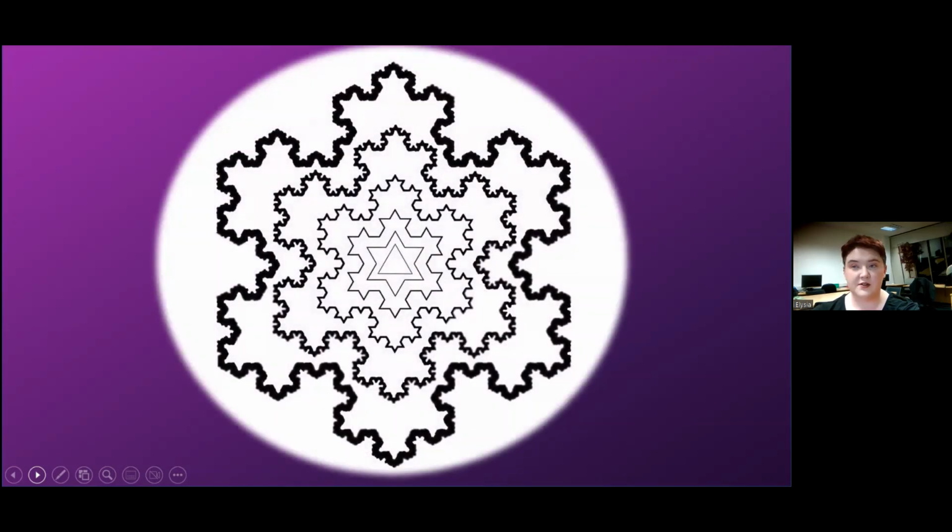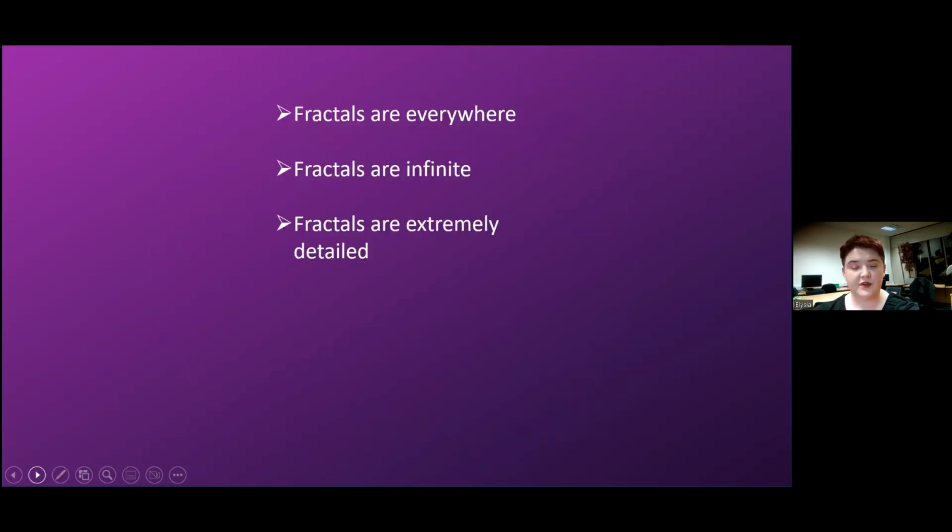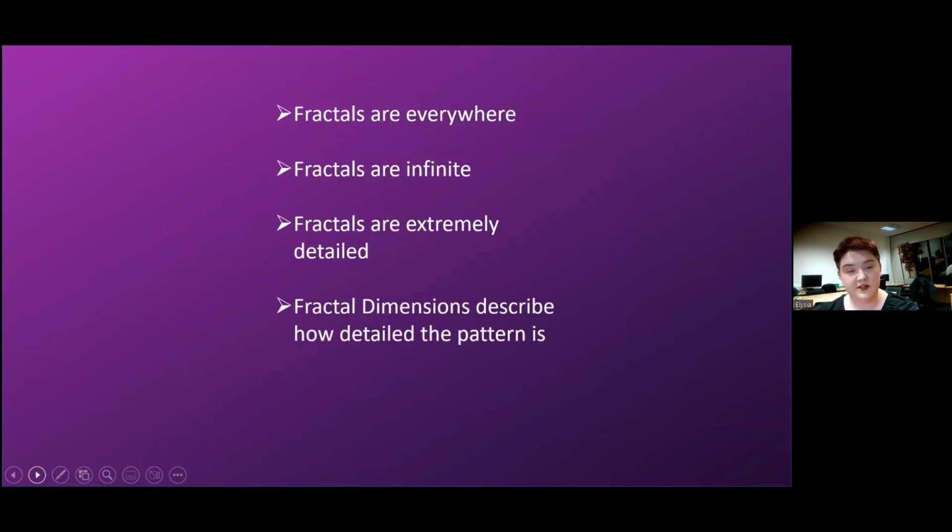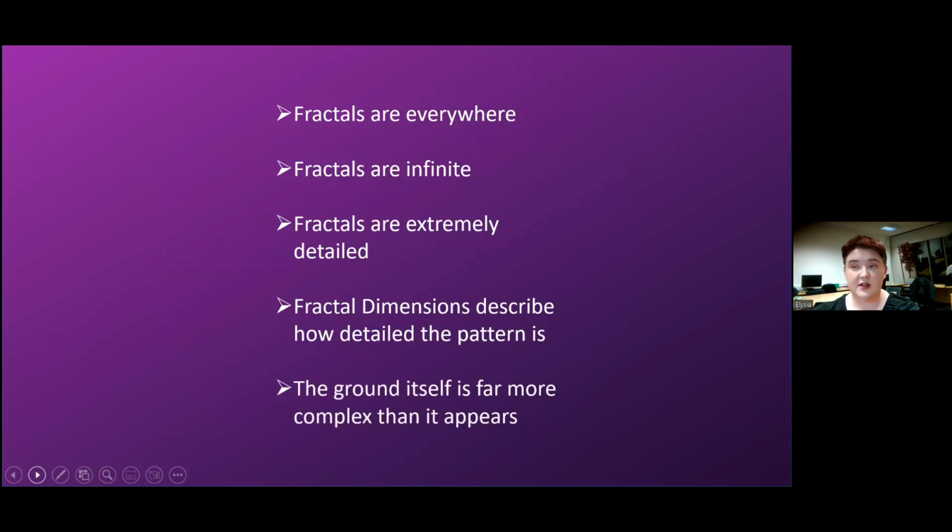Consider the snowflake fractal from the slide previously. The fractal becomes more and more detailed as we advance the fractal dimensions. This is how detailed the fractal is. The final thing to keep in mind is that the ground itself is far more complex than a smooth, flat surface. In fact, surfaces that appear smooth and flat are actually far more complex than they seem.